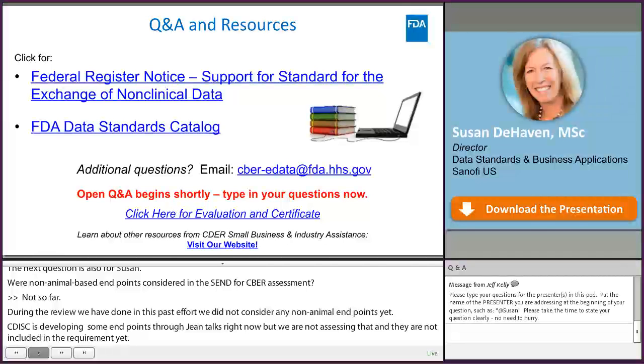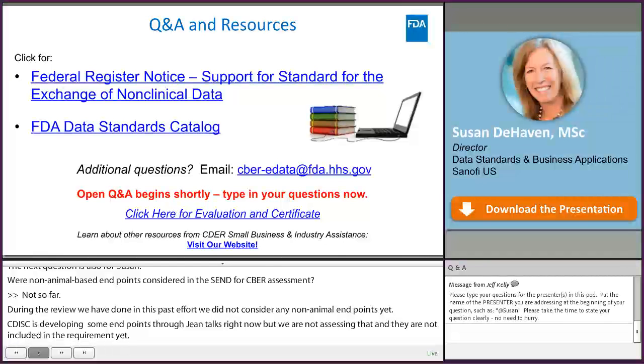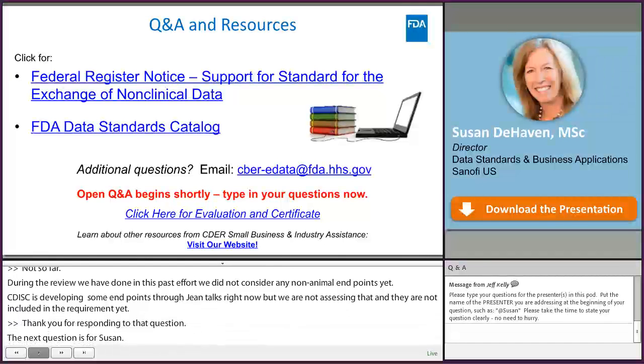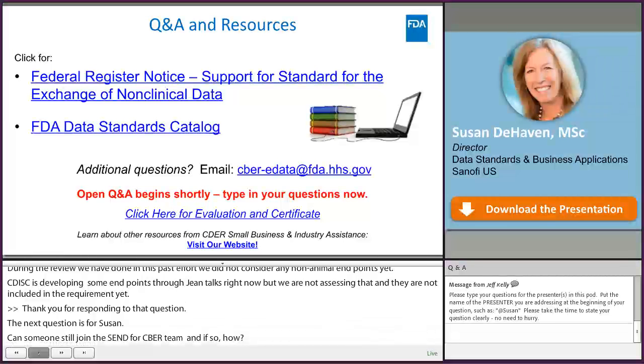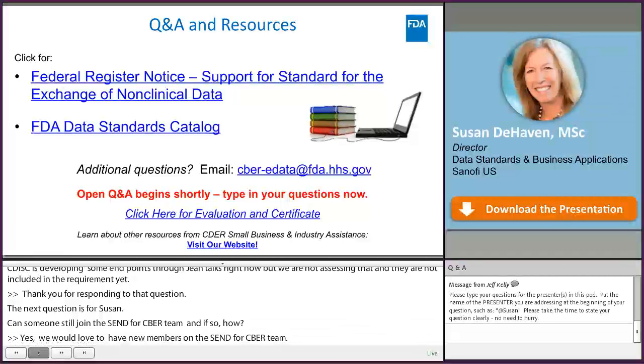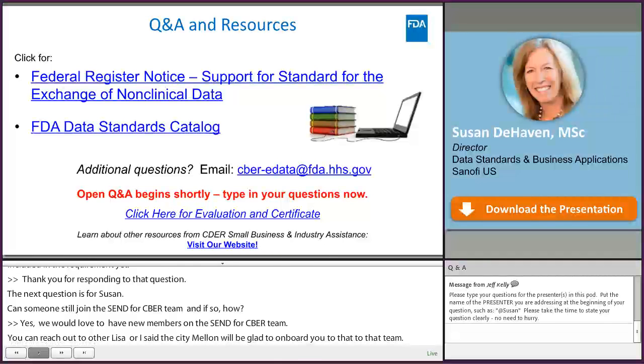Can someone still join the SEND for CBER team? If so, how? Yes, we'd love to have new members on the SEND for CBER team. You could reach out to either Lisa or me, send us an email, and we'd be glad to onboard you to that team. You could also reach the SEND for CBER team through the CDISC SEND team. All of our email addresses are variously throughout the CDISC wiki, and hopefully you'll be able to find us.